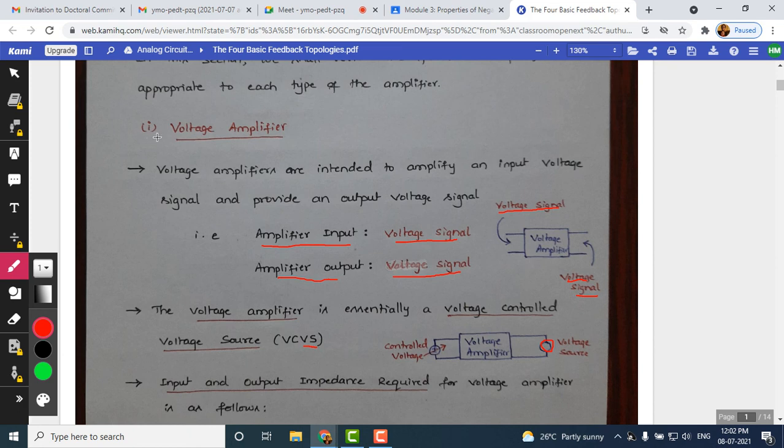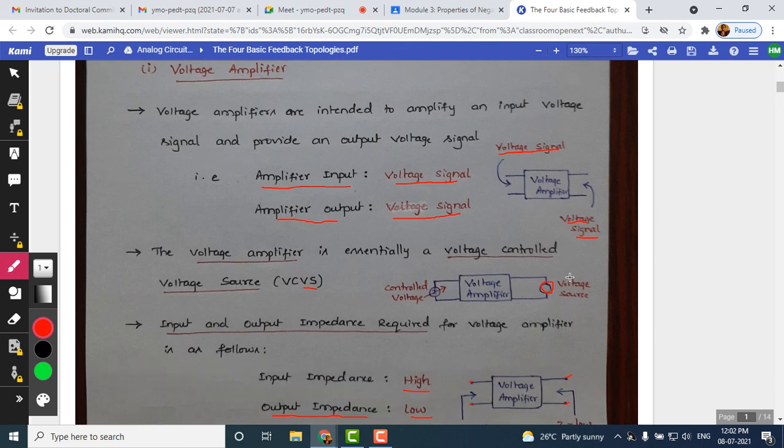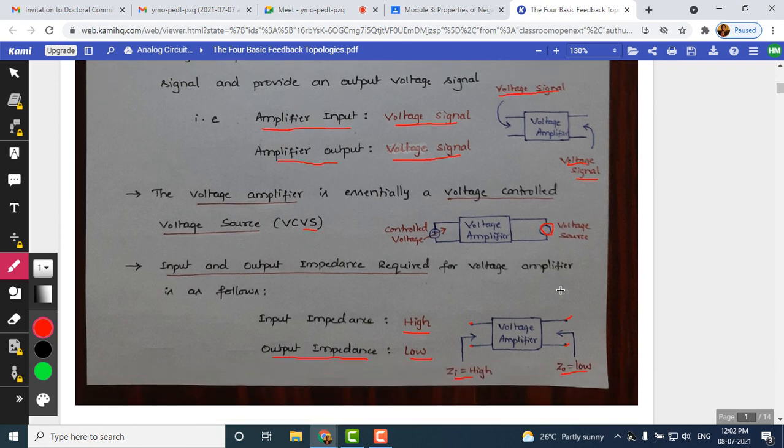Voltage amplifier, since we have discussed it in the last class, I will just quickly go through all these things. A voltage amplifier will have a voltage signal as input and output, and we call this voltage amplifier a voltage controlled voltage source. Since the output is a voltage, we can model it with a voltage source. The input is also a voltage signal here. Using the input signal, we can control the amplified output signal, so that's why this voltage amplifier can be interpreted as a voltage controlled voltage source.